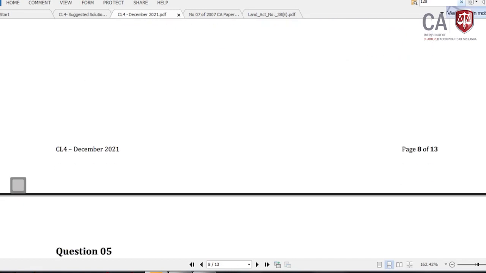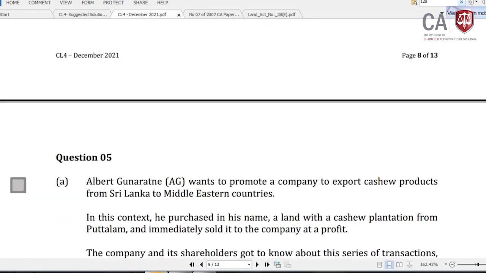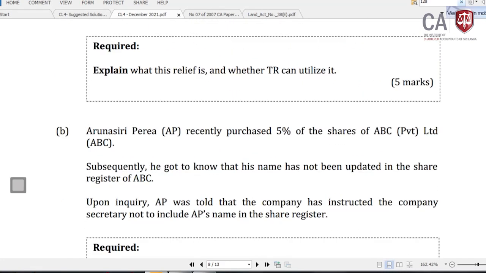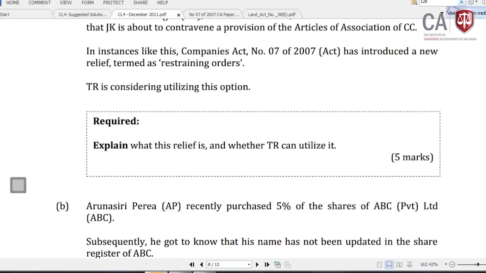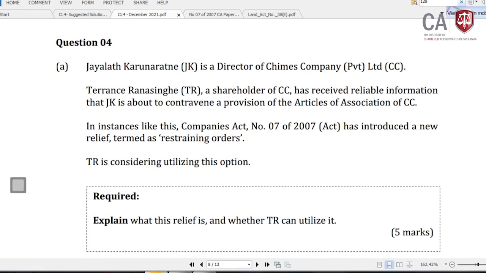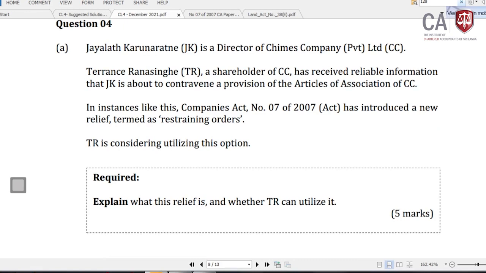Right. Then that's question number 4. So we are done with question number 4 now. Let's look at question number 5. So basically the last question under section 2.